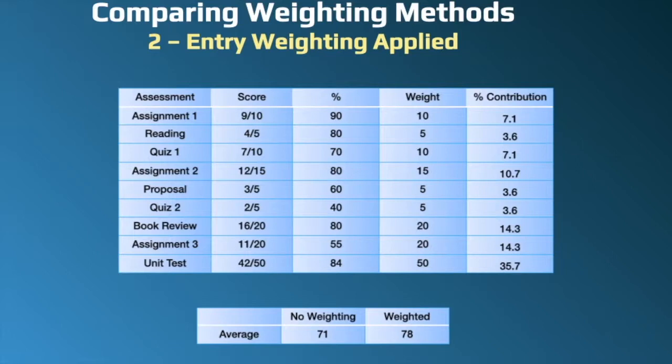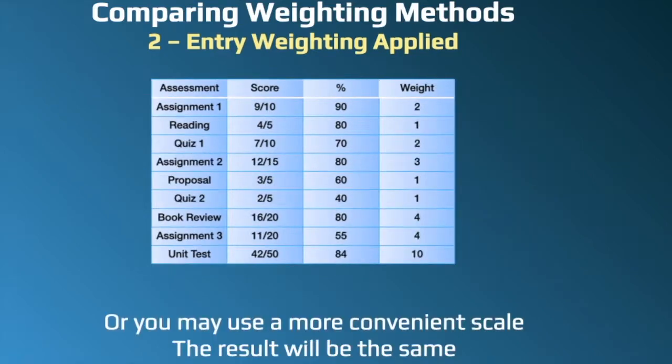With no weighting, the unit test contributed 11.1% to the total, so its influence has now more than tripled. The low mark in quiz 2 also contributed 11.1% to the equal weight, so its influence has now dropped to only 3.6%.